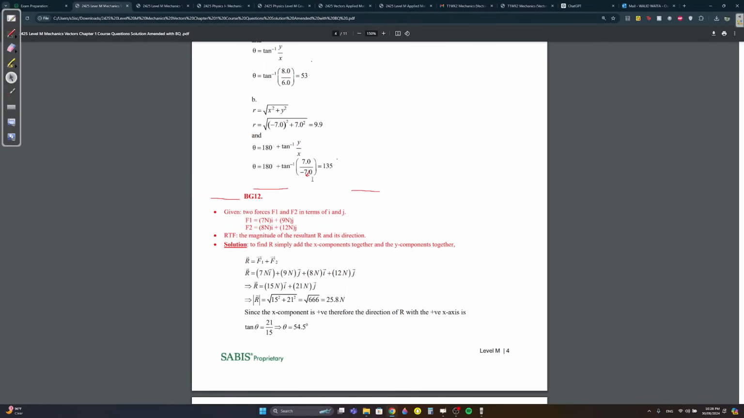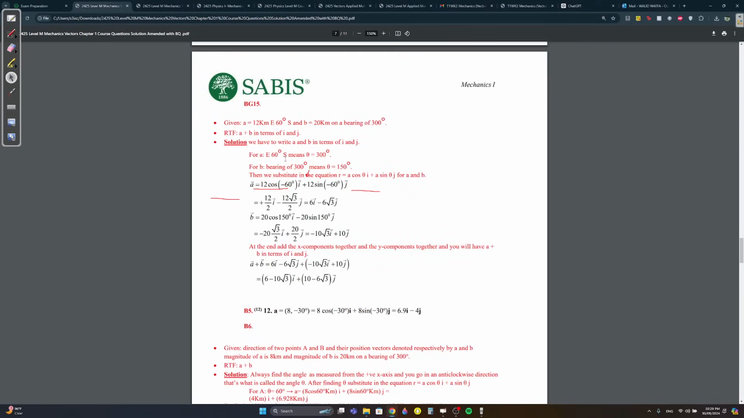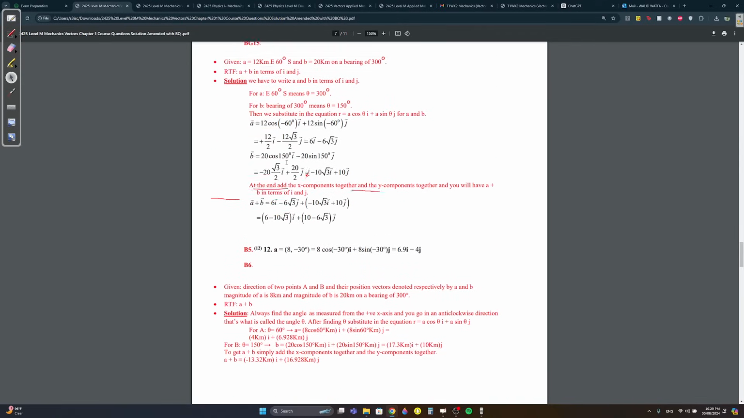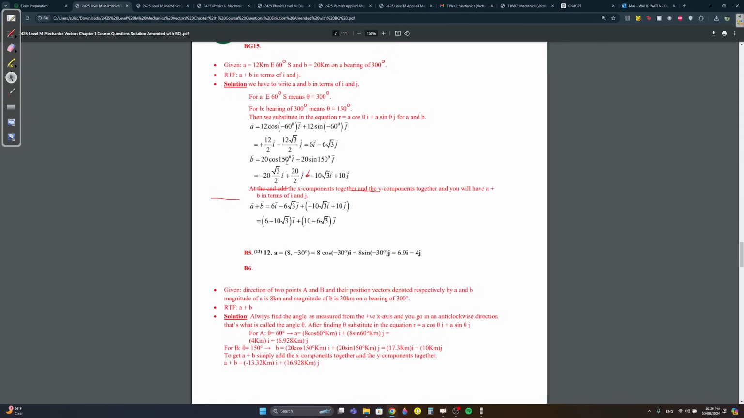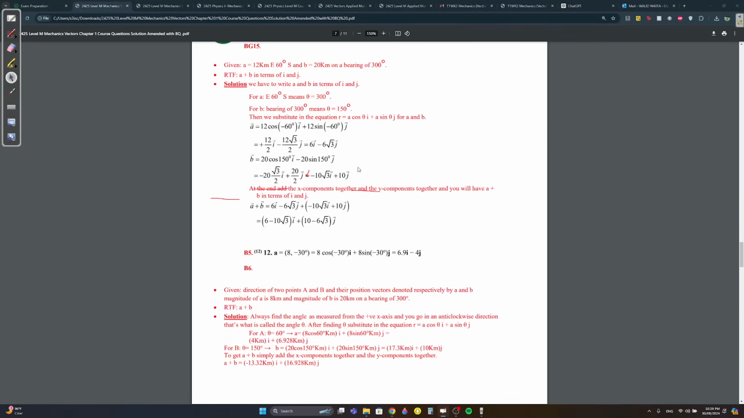I have a small feeling I'm doing something wrong. Let me go down. They used 60. Wait, let me see. Yeah, they got the same answers as me. So for the first one, we got 6i minus 6 radical 3 j. And for the second one, we got minus 10 radical 3 i plus 10j.